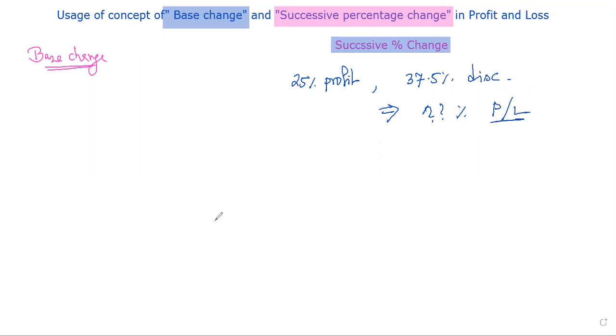In this case, it has said that on a particular item selling, it was initially 25%, sorry, it should not be profit, 25% markup.